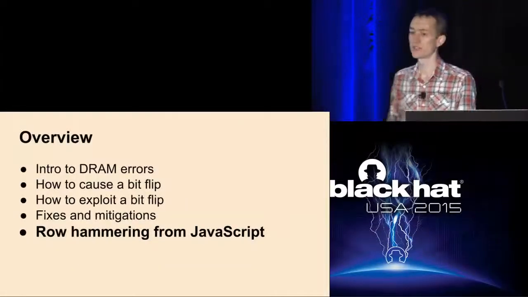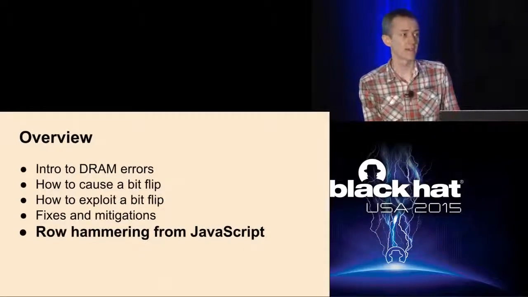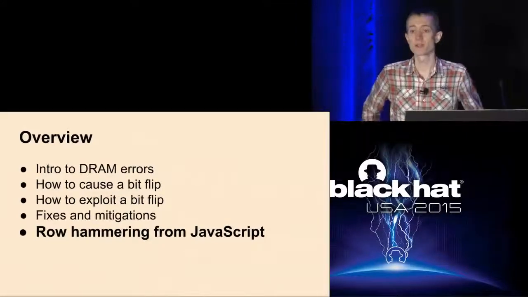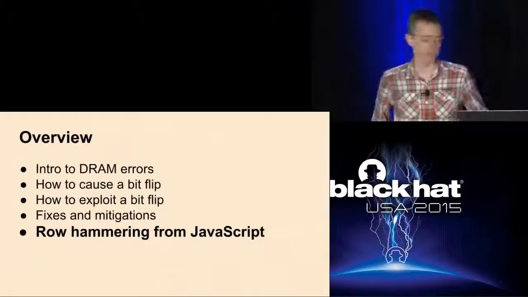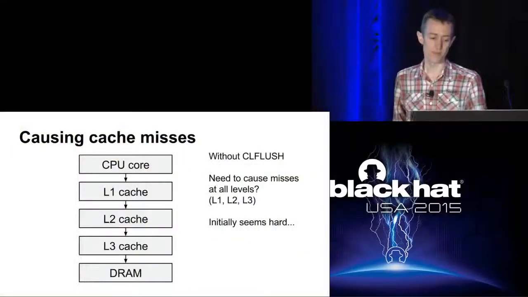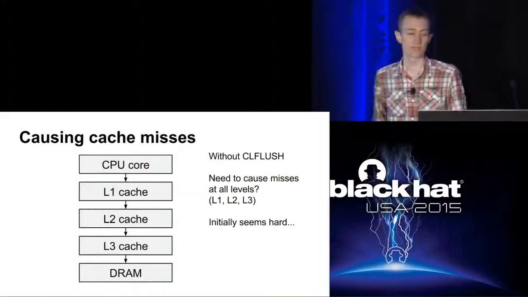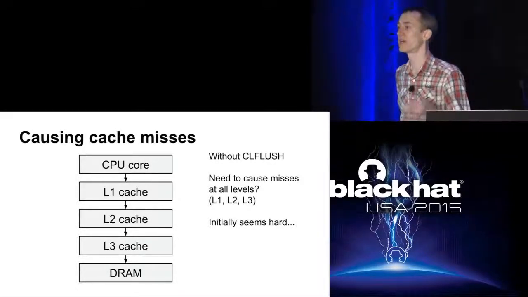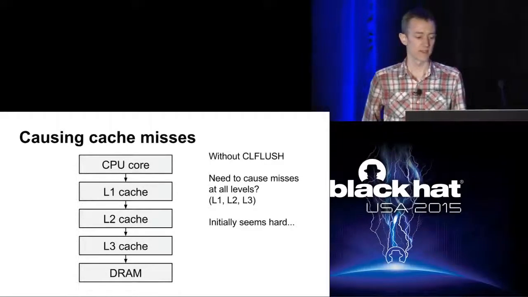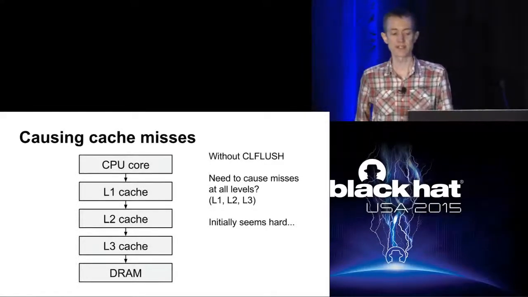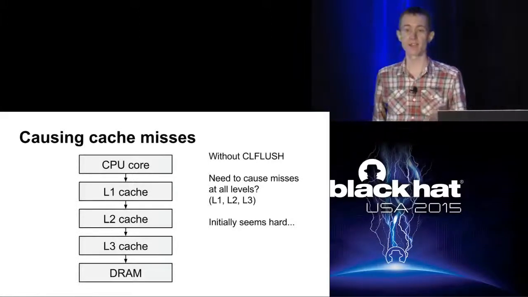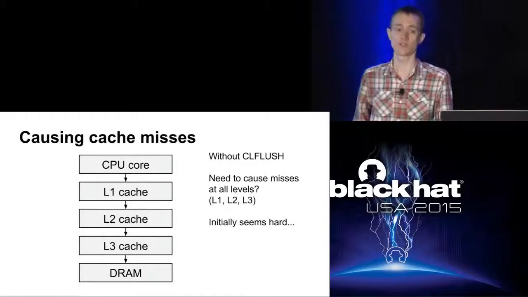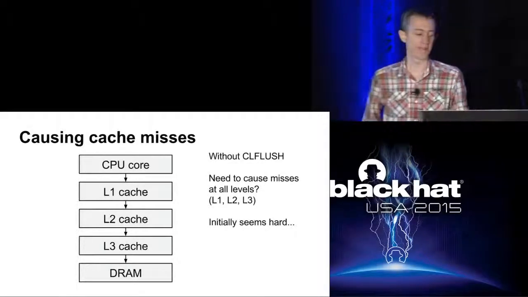Having talked about mitigations, I think it's going to become more interesting to see whether they're getting applied, because it's becoming more apparent that it's possible to do row hammering from JavaScript, which is the next section I'll talk about. Originally it seemed like this would be difficult because you can't use CLFLUSH from JavaScript. JavaScript will normally only do normal cached memory accesses. So you would need to find a pattern of accesses that can generate a high rate of cache misses. And initially it seems like you would have to figure out how to get cache misses at all of the cache levels, so L1, L2, and L3.